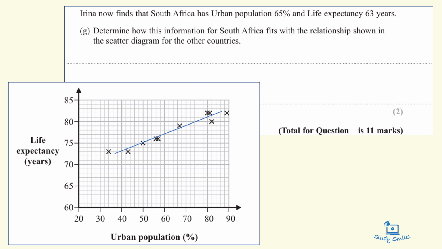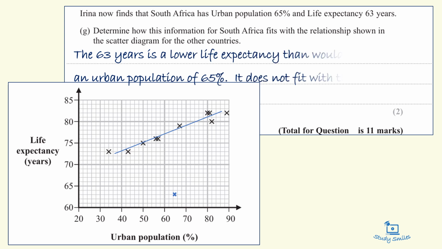So 65% on the horizontal urban population axis and 63 years on the vertical life expectancy axis would be plotted here. We can now clearly see that this doesn't fit with the other data points and would be classed as an outlier or anomaly. So I'm going to answer that 63 years is a lower life expectancy than would be expected for an urban population of 65%. It does not fit with the other data. And that's the end of the question for a total of 11 marks.